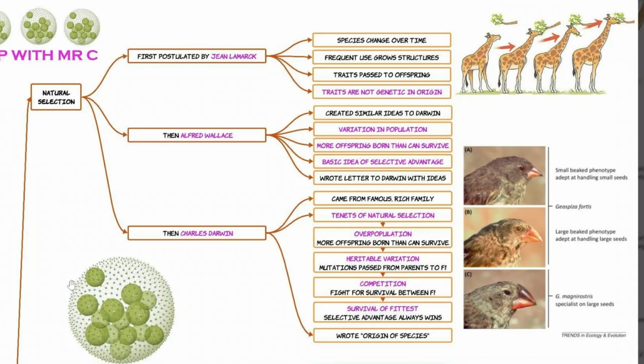Charles Darwin, though, came from a very famous rich family. He had a very famous grandfather called Erasmus Darwin. He invented the tenets of natural selection: overpopulation, where more offspring are born than can survive; heritable variation, where mutations are passed on from parents to offspring; competition, which is the fight for survival; and survival of the fittest, which is if you have the correct mutation, you obtain a selective advantage and that will always win. And if you're alive, you can breed. He also wrote Origin of Species. His famous work was The Finches at Galapagos Islands.